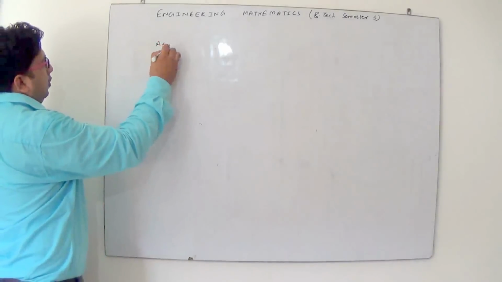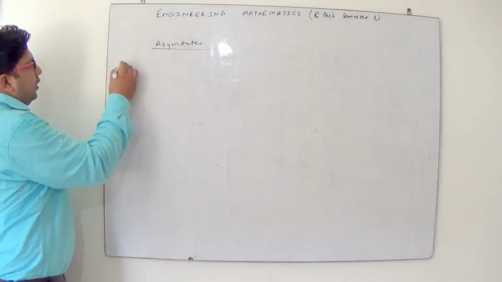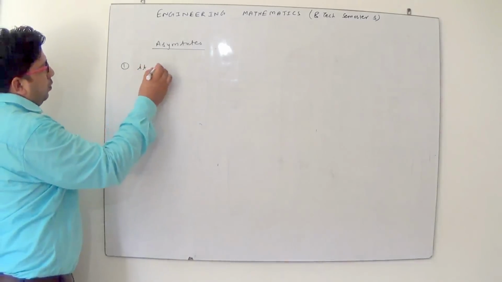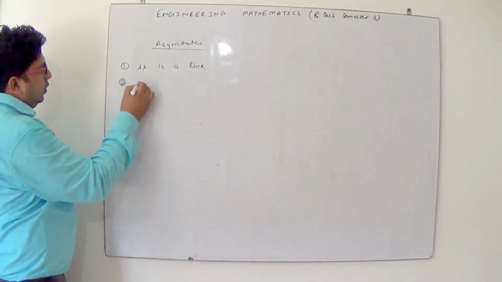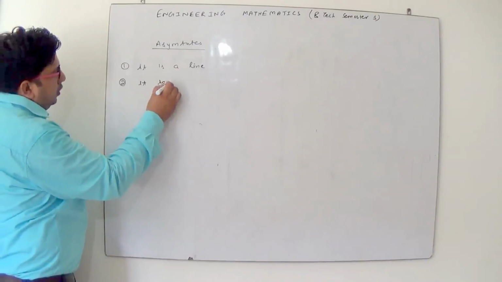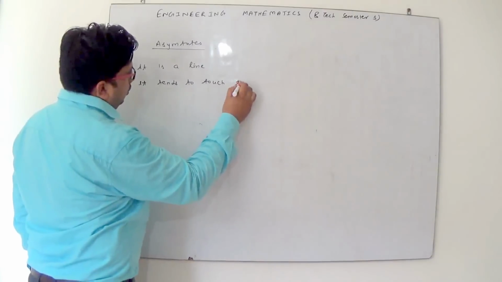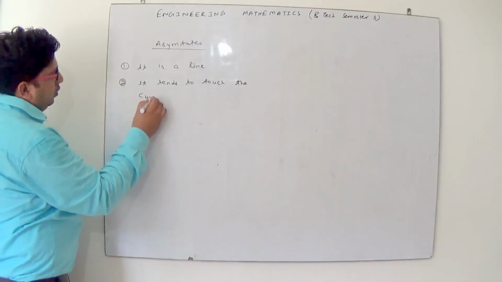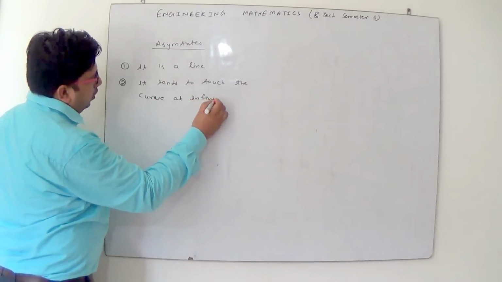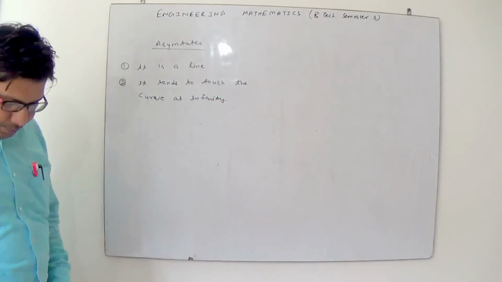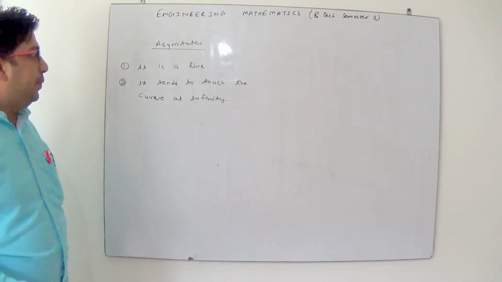Firstly, what is asymptote? First thing, it is a line. Secondly, it tends to touch the curve at infinity. Okay, so it is a line and it tends to touch the curve at infinity.